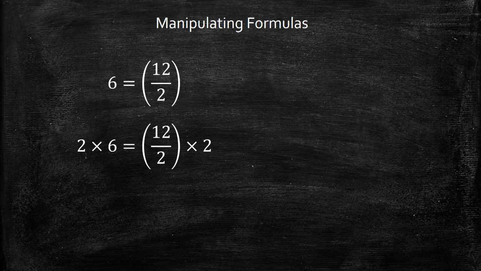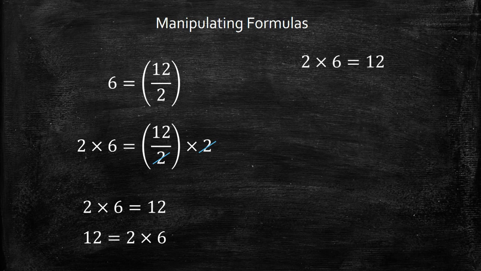So for this one, I'm going to multiply both sides of the equation by 2. When I multiply 12 divided by 2, the 2's are going to cancel out. So I'm left with a new equation that is solved for 12. So we can all agree 2 times 6 is equal to 12. It also doesn't matter what order we write the equation in. So if you prefer, you could write 12 is equal to 2 times 6, or you could even write 12 is equal to 6 times 2.